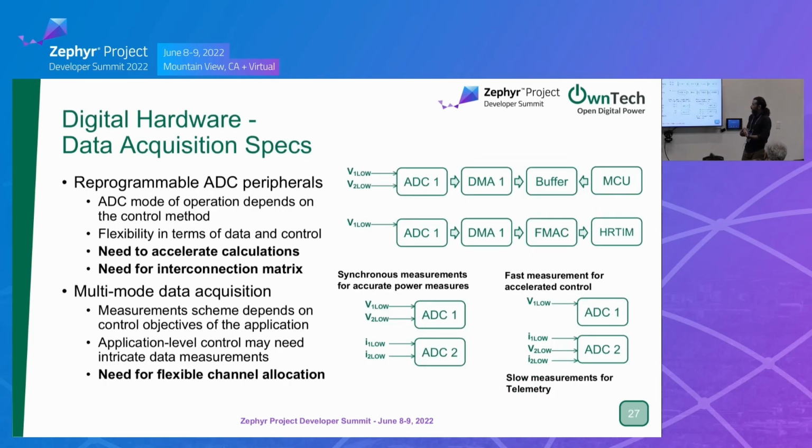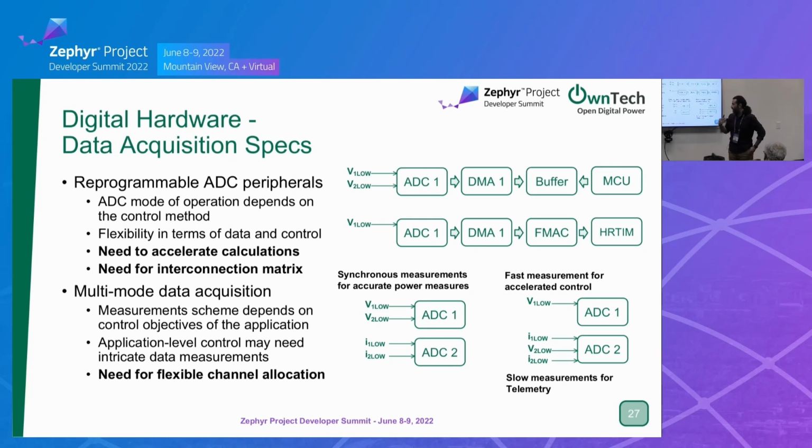And in terms of digital hardware, like you've seen, it's important to have reprogrammable ADC peripherals, ADC modes of operation that depend on your control mode. For instance, here I'm in voltage mode. I'm using one ADC to measure 2 voltages, using the DMA to fill up a buffer that is then read by the MCU to do its calculations for voltage control. And if I'm doing current control, I have the ADC going through the DMA into an FMAC that accelerates and gives the results straight into the HR timer, so I don't have to go through the MCU anymore.